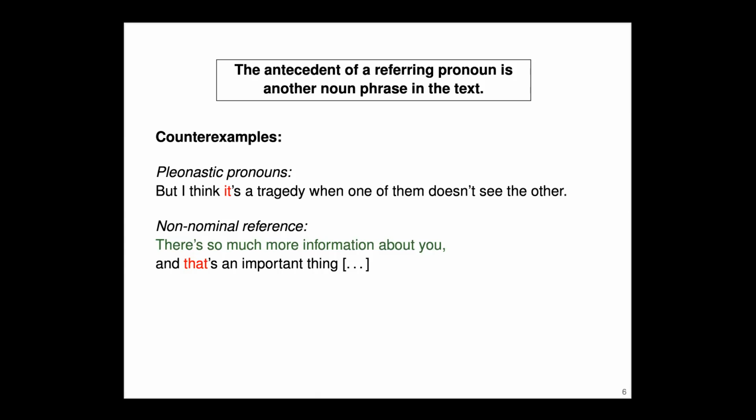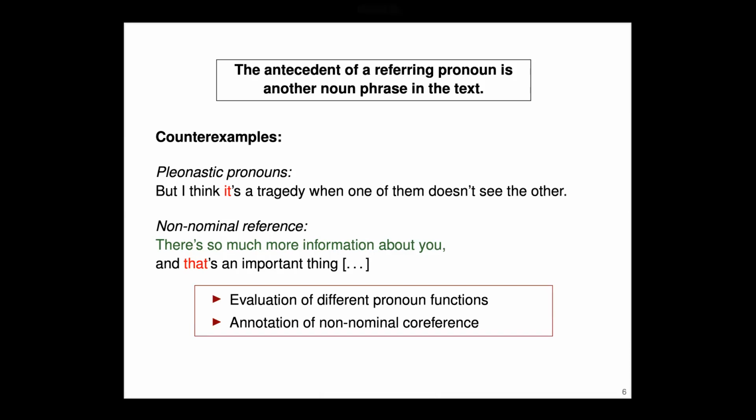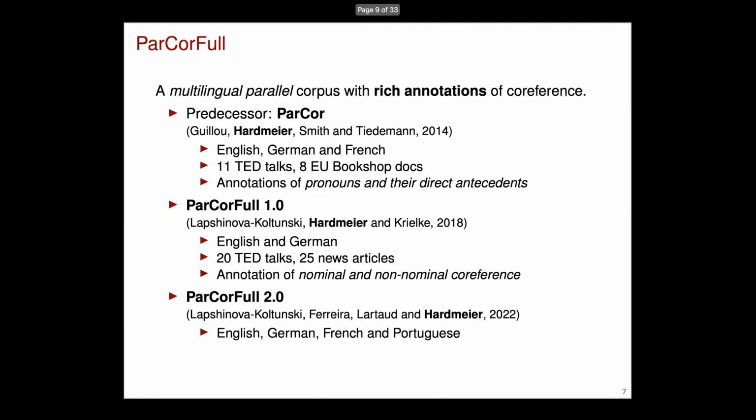Another thing that I have become interested in more recently is that of non-nominal reference. So pronouns that do refer to something, but not to something expressed by a noun phrase. As in this example here, there's so much more information about you, and that's an important thing, where that refers to the fact that there is so much more information about you, but not to the word information or something like that. So this has motivated work on evaluation of different pronoun functions and on the annotation of non-nominal coreference.